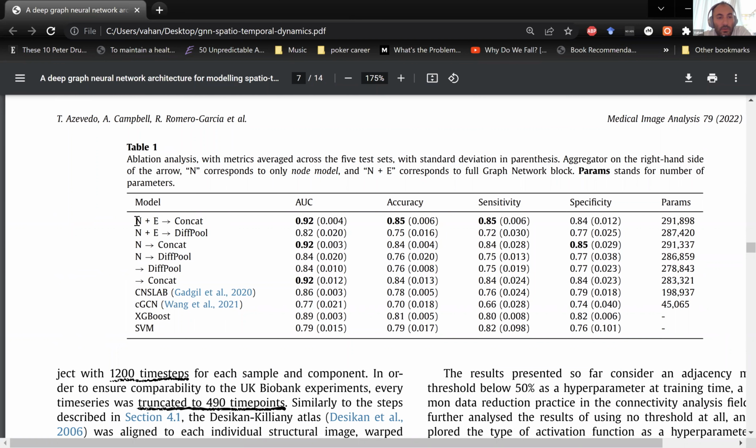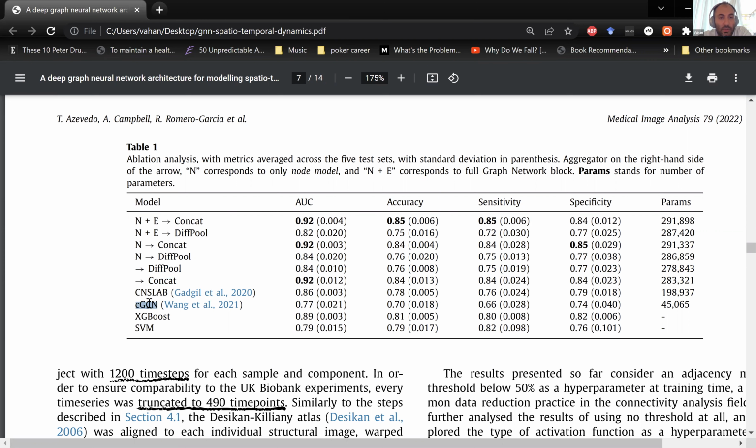So basically here we have nodes and edges, or only nodes, or only pooling. So there is no GNN learning, graph learning at the beginning. There is a bit of GNN in diff pooling, but concatenation basically just takes the current features, concatenates them, and then classifies. Very simple, forget about the graph structure completely.